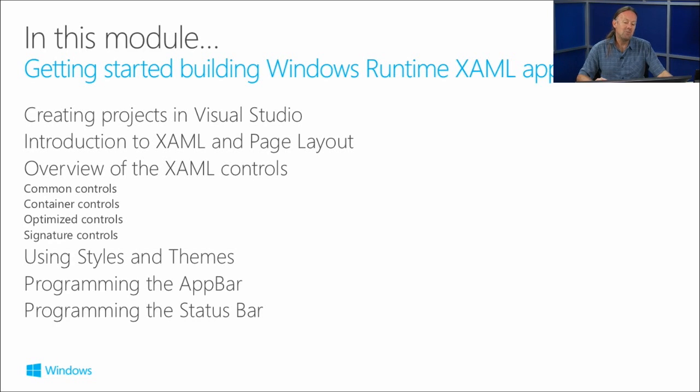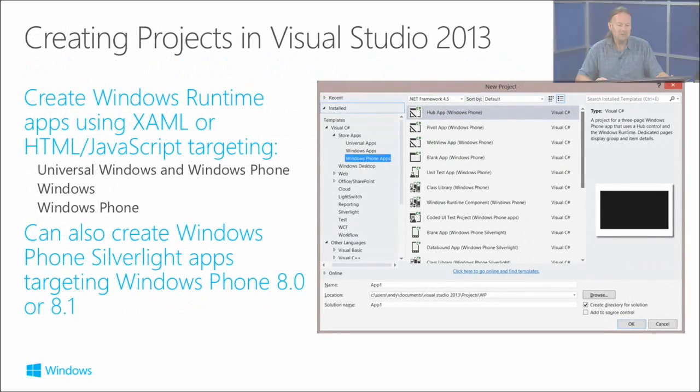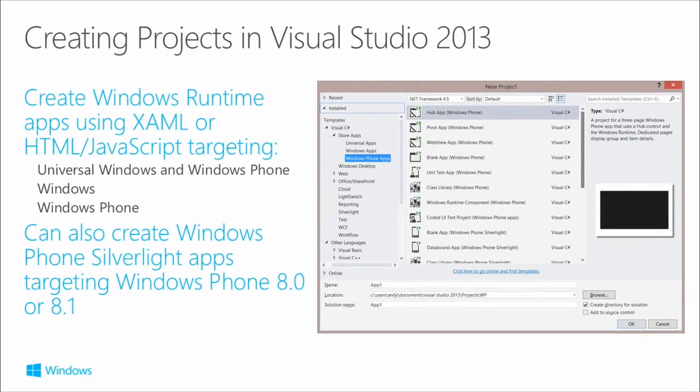So we're going to introduce XAML, if you haven't met it before, and a little bit about how you lay out a page. We're going to build a single-page app in this module, just one page, to keep it simple. And then go over a bit more detail about the controls we've got to build a UI, looking at stars and themes and the app bar and the status bar. So a lot of stuff. I'm going to keep the pace up, I'm afraid.